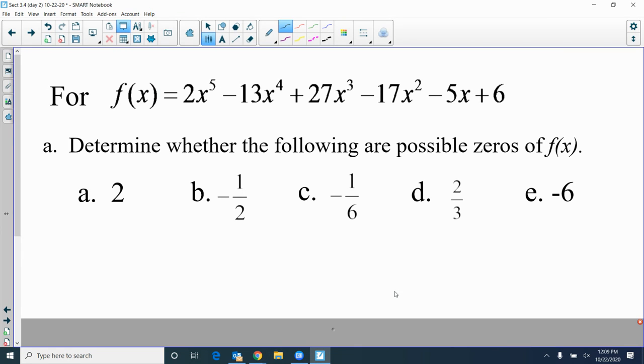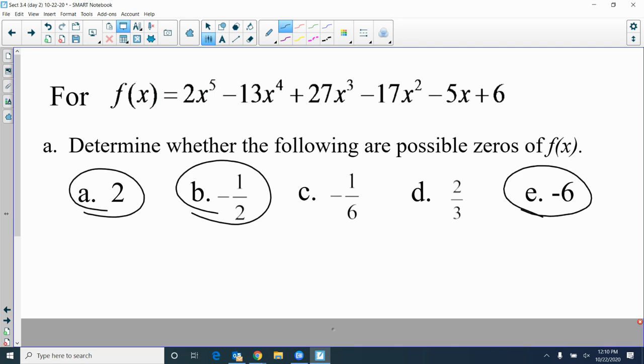Kylie, got anything? A, B, and E. A, B, and E would be correct. A, B, and E on that one. So remember, here's your A, which would be your plus or minus 1, plus or minus 2. Here, B would be 1, 2, 3, and 6. And then when you divide B over A, you always get all the constants because you're dividing by 1. So it'd be 1, 2, 3, and 6.